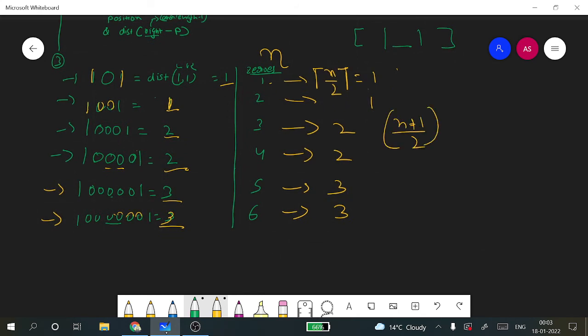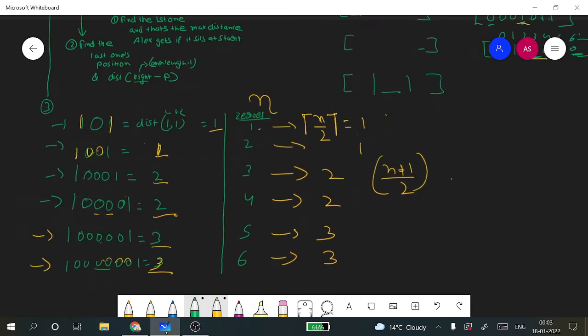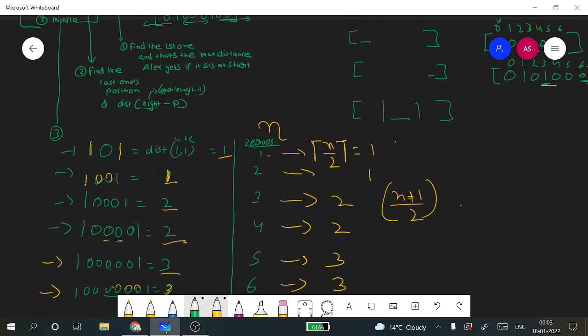This will give us a similar result. If we observe this, 1 plus 1 by 2 for n equals 1 gives us 1, and 2 plus 1 by 2, its integer value if we take, is again 1. So this is our formula for the middle one. Now we are ready with all the three cases, which is the first one, the second one, and the middle one.